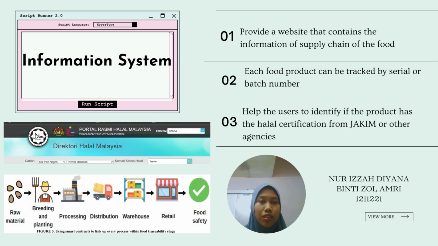Hi, my name is Izzah Amri. I will be presenting the information system. The information system that we provide is a website that contains the information of the supply chain of the food.